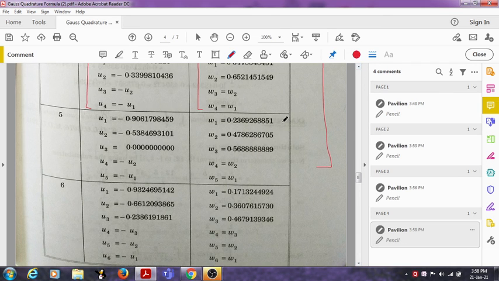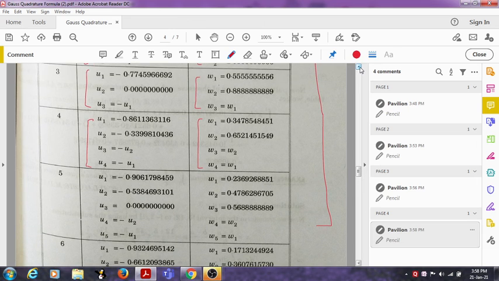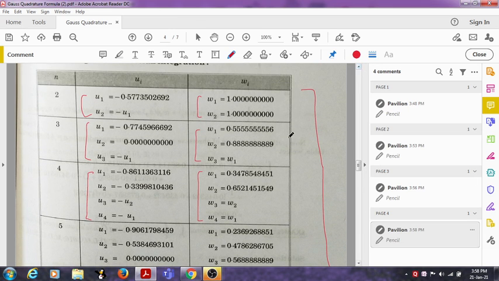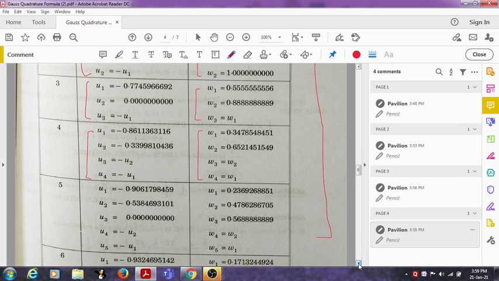So we have to remember these values if we want to solve a particular problem by using a particular value of n. Okay, so we have to remember these values of ui and wi, then only we can solve a particular problem by using the Gauss quadrature formula. Now we move on to the problems. Then how can we solve a particular integral by using the Gauss quadrature formula? Okay, now move on to our first problem.